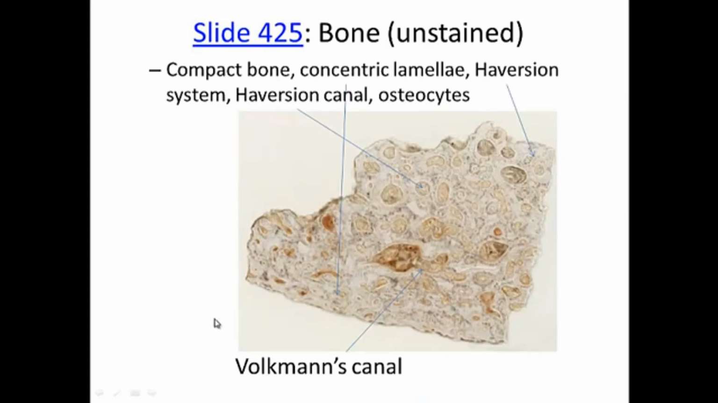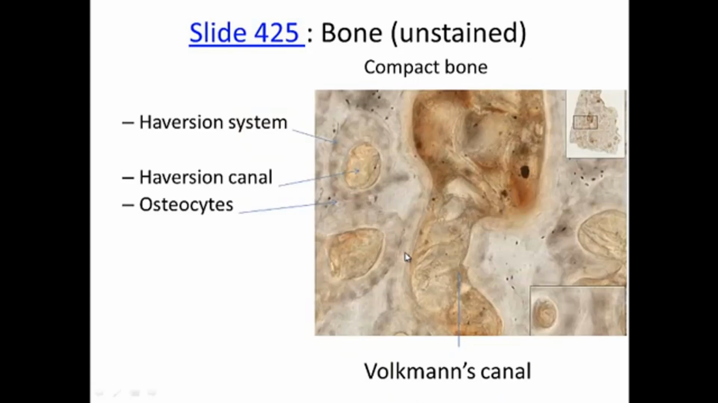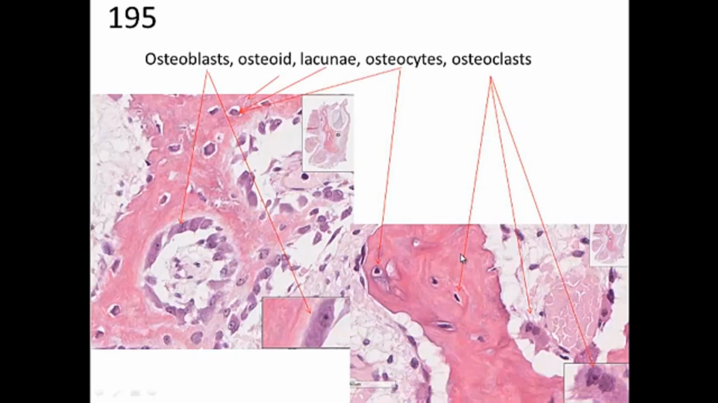Here we can see unstained bone. So these would be the Haversian canals. The Haversian system will be around them. The Volkmann's canal is what brings nutrients from the outside to the Haversian canal. Again, Haversian canals, and we can see osteocytes in there and the Volkmann's canal.